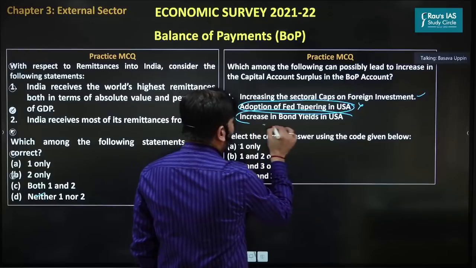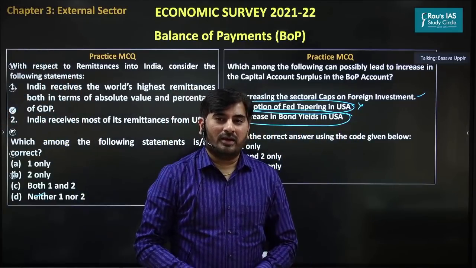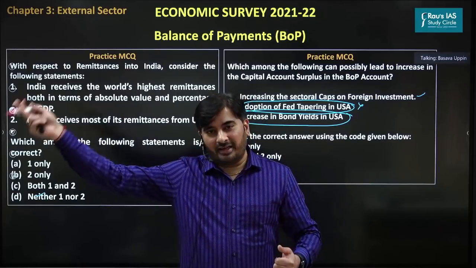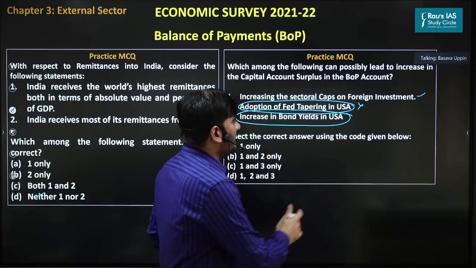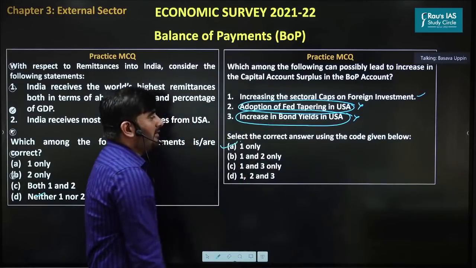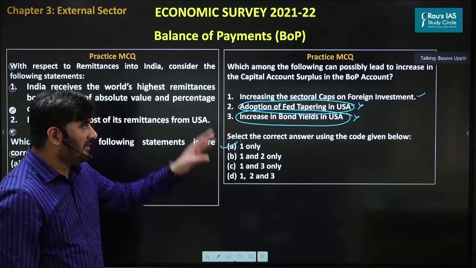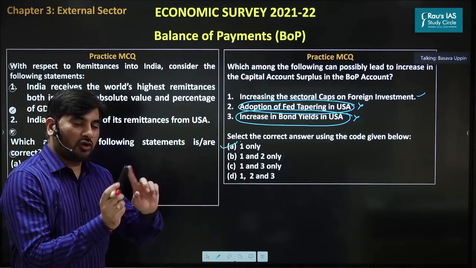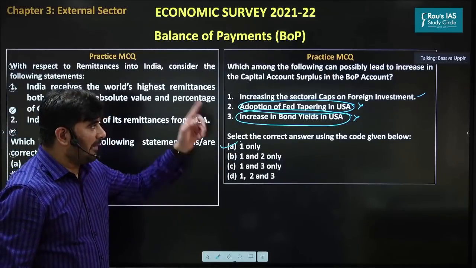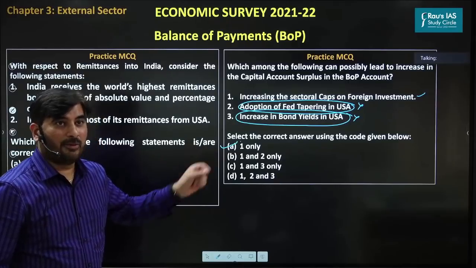Third one is increase in the bond yields in USA. If bond yields in USA are increasing, the investors who have invested money in India will withdraw that money and start investing in US bonds. So this once again will lead to outflow of dollars. So the right answer here should be A. That is one only. I hope you're getting this point. So one should be prepared to handle such kind of questions which require cross linkages between what is happening in the global economy with what would happen to the current account and capital account. Are we clear on this? Okay.